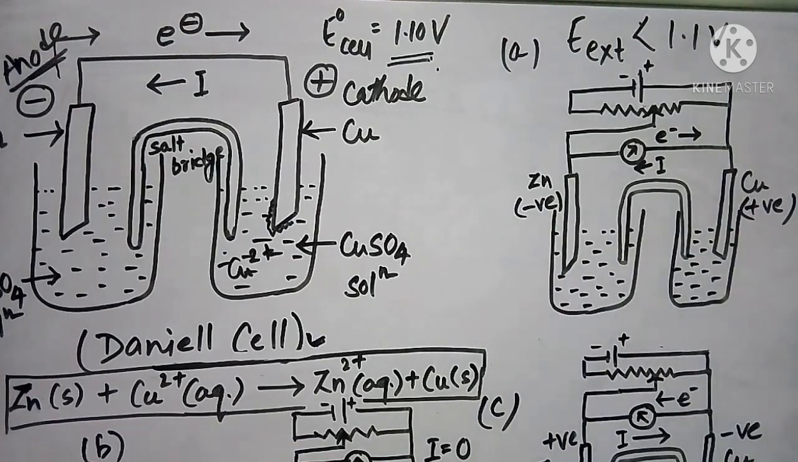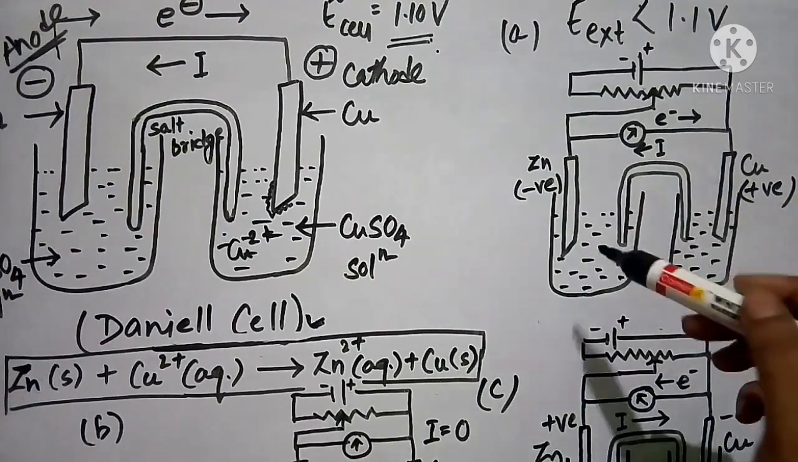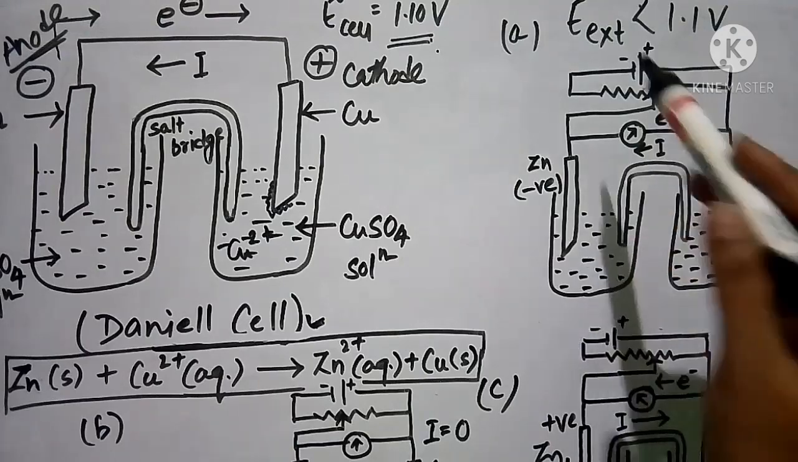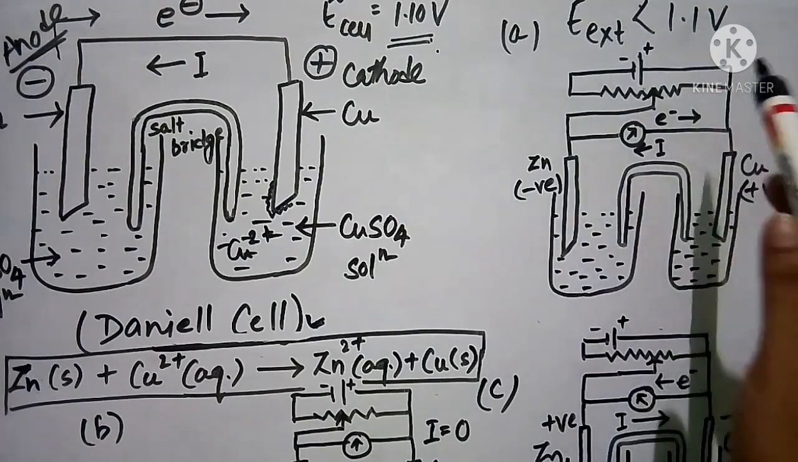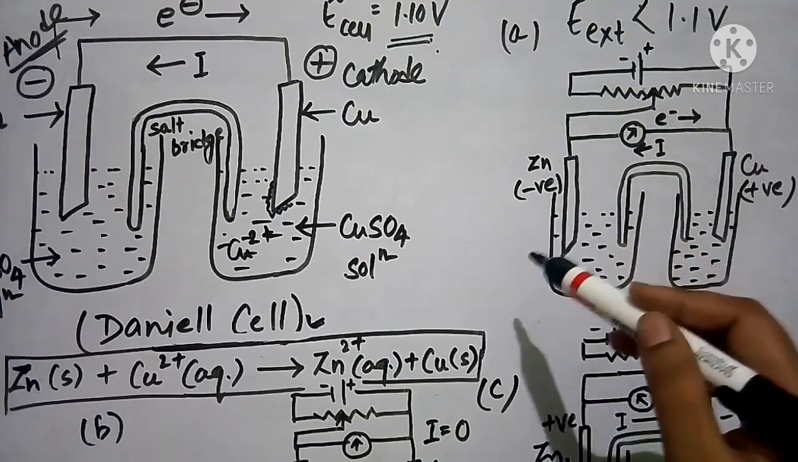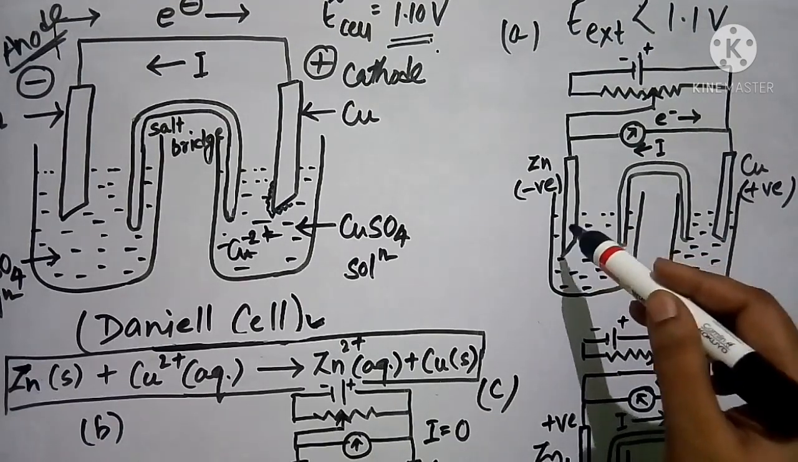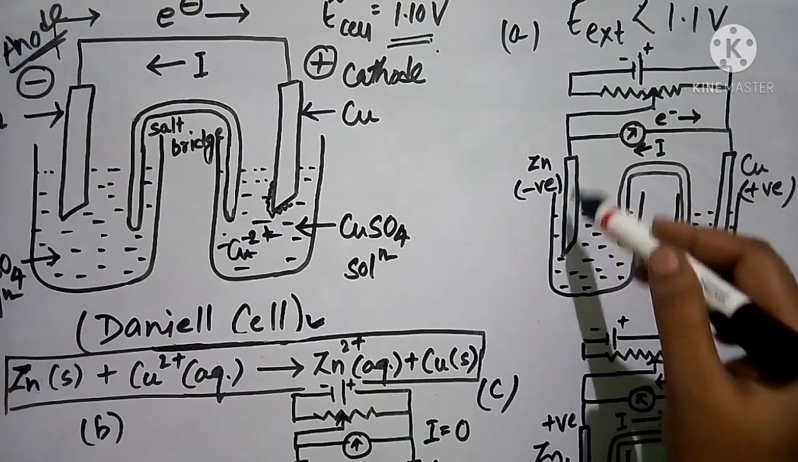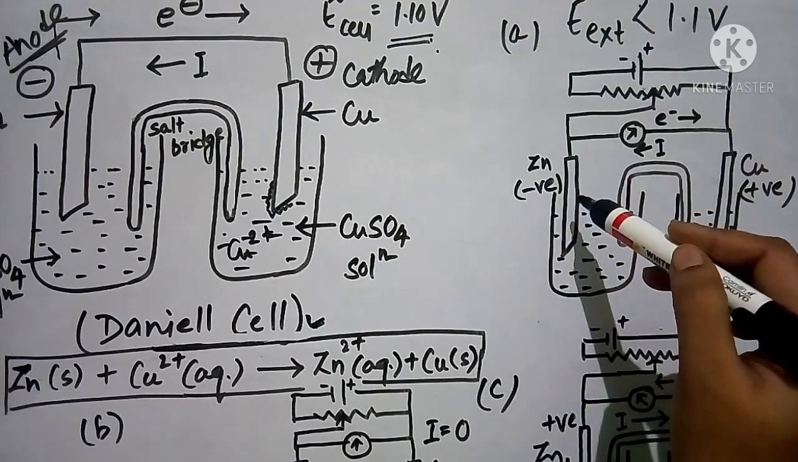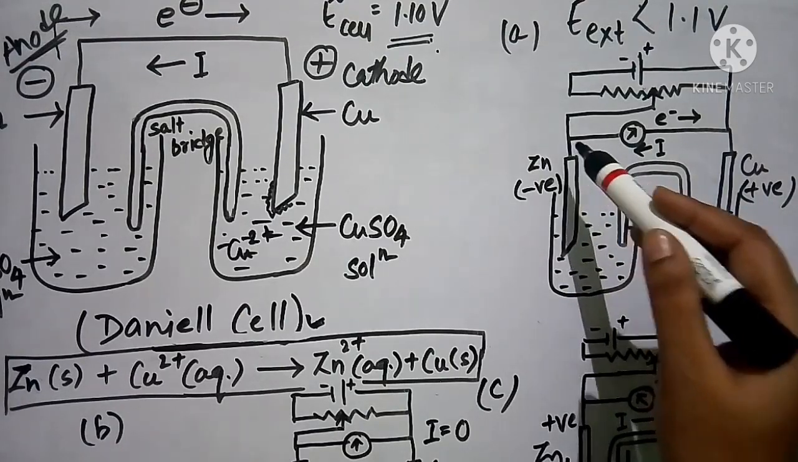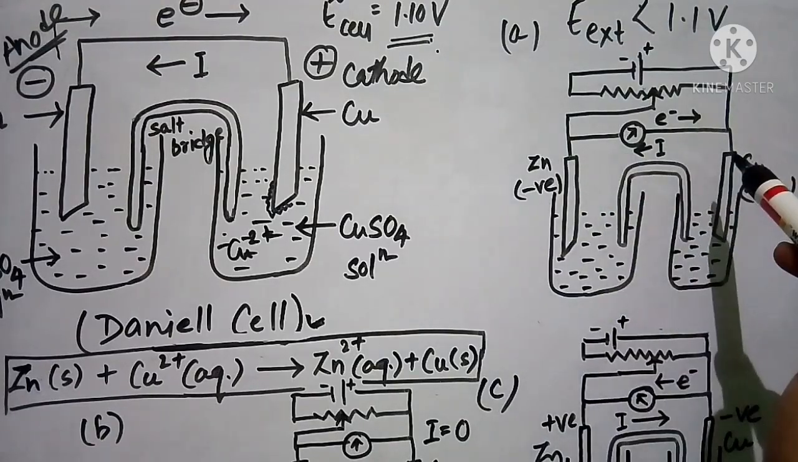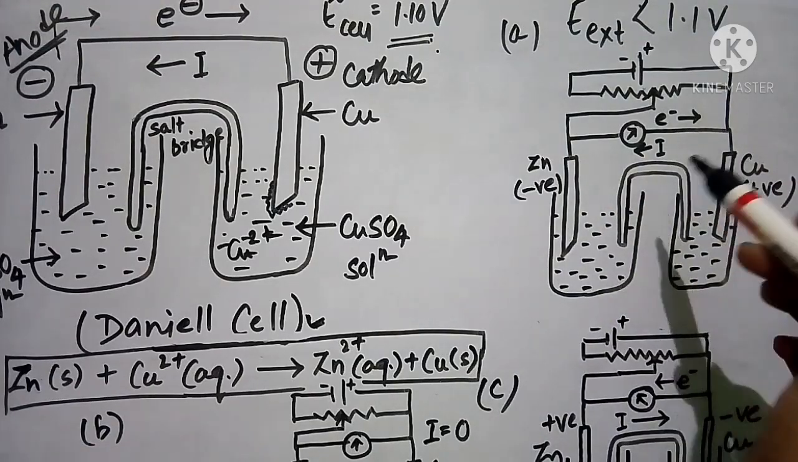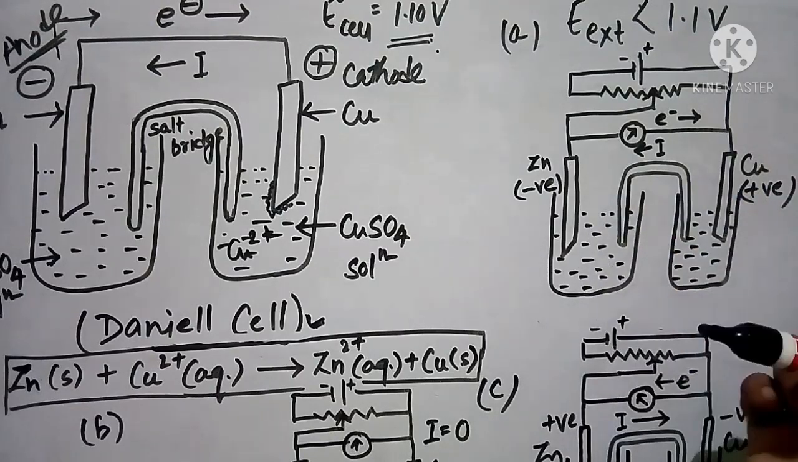Okay, so in this case, as oxidation is taking place, if the external opposite potential is less than 1.1 volt, we can say that oxidation is taking place at this zinc electrode. The electrons are getting transferred, or we can say the electrons are flowing from the zinc electrode towards the copper electrode through the connecting wires, and the electric current will flow in the opposite direction.